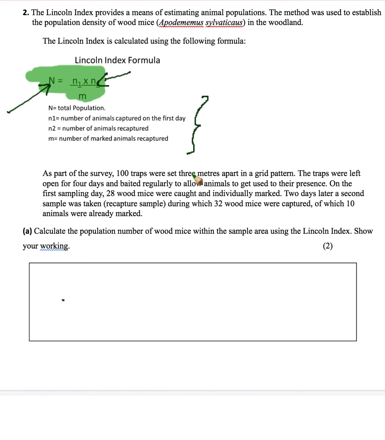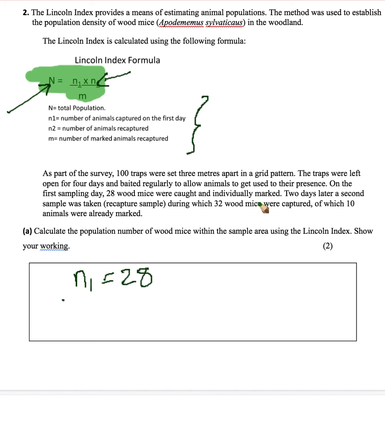So they said 100 traps were set 3 meters apart in a grid pattern. The traps were left open for 4 days, baited regularly to allow animals to get used to their presence. On the first sampling day, 28 wood mice were caught. So n1, the size of the sample, was 28.